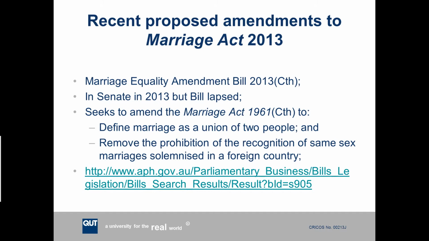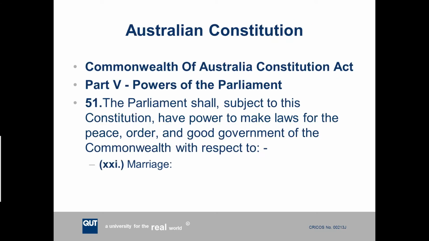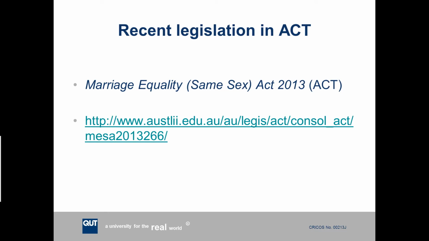Subsequently in 2013 there was another bill, but that bill lapsed, and again there were investigations made into that bill. Now in the same year, 2013, the ACT, the Australian Capital Territory, purported to pass legislation making same-sex marriage legal in that territory. Now this was challenged, and it was a constitutional argument, because the argument was that under the Australian Constitution, the Commonwealth, that means the federal parliament, has power to make laws in respect of marriage, not the state or territory parliament, as they purported to do with this Marriage Equality Act.